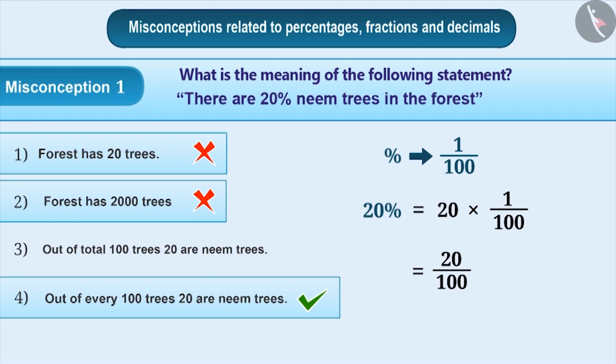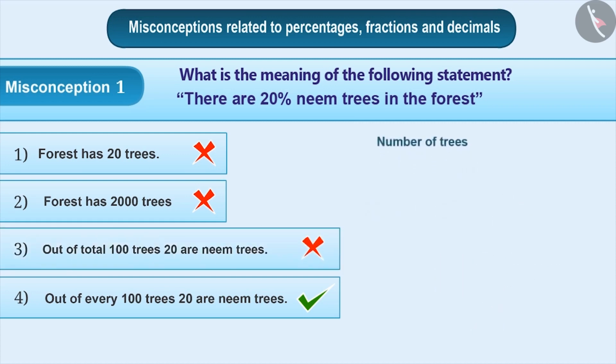Sometimes, students find fraction form of 20%, that is, 20 by 100, but fail to understand its correct meaning. They think that in the forest there are 100 trees, out of which 20 are neem trees. But this is incorrect. Therefore, option 3 is incorrect.